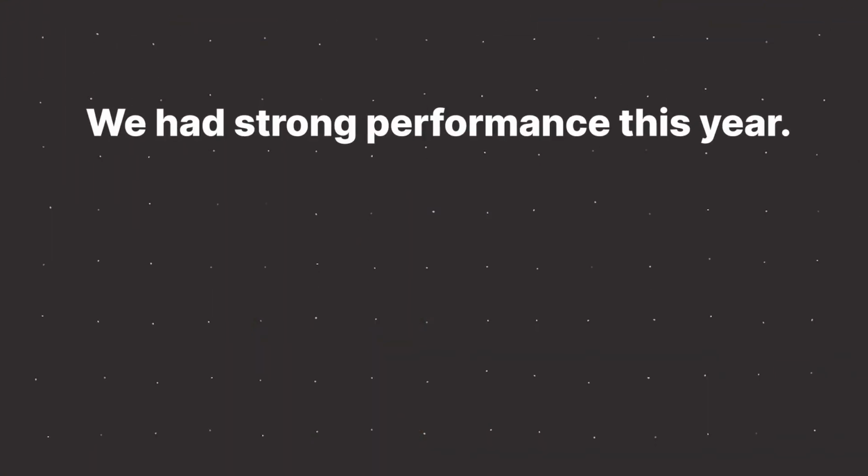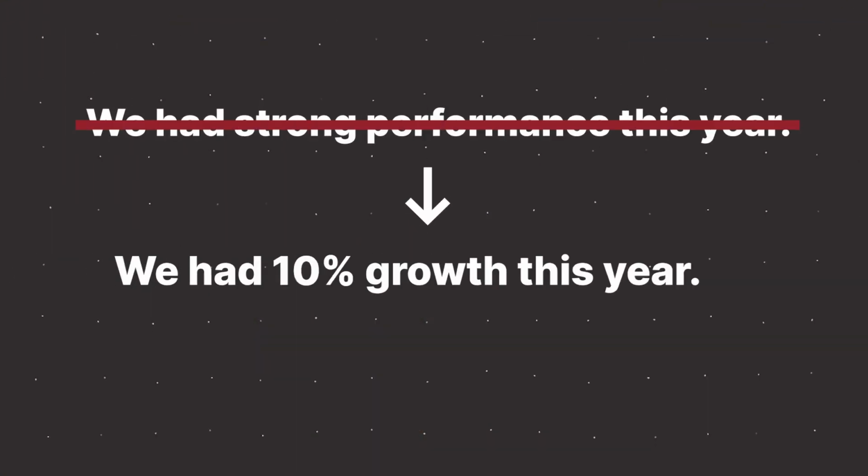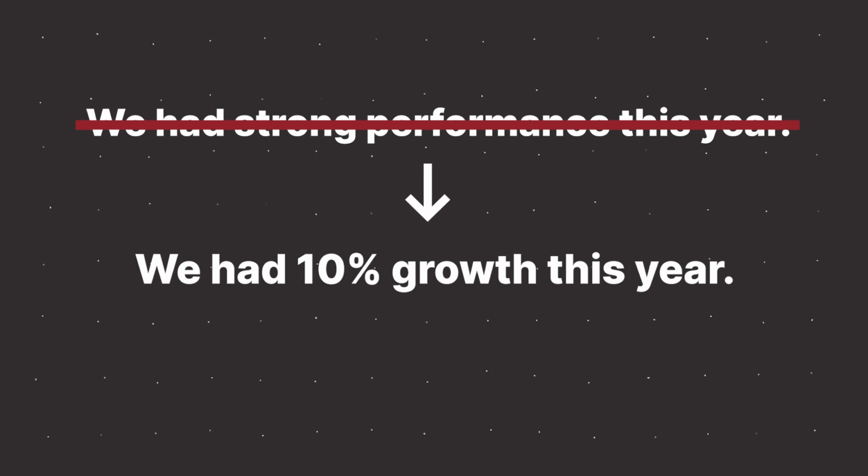I love that because I found over and over again, it was how I got to the best ideas. For example, we might have something like we had strong performance this year. We might then go to we had 10% growth this year, getting a little better. But what are we really trying to say? We might talk with the team and say, actually, we're not focused on top line growth. We want to share info about profitability.